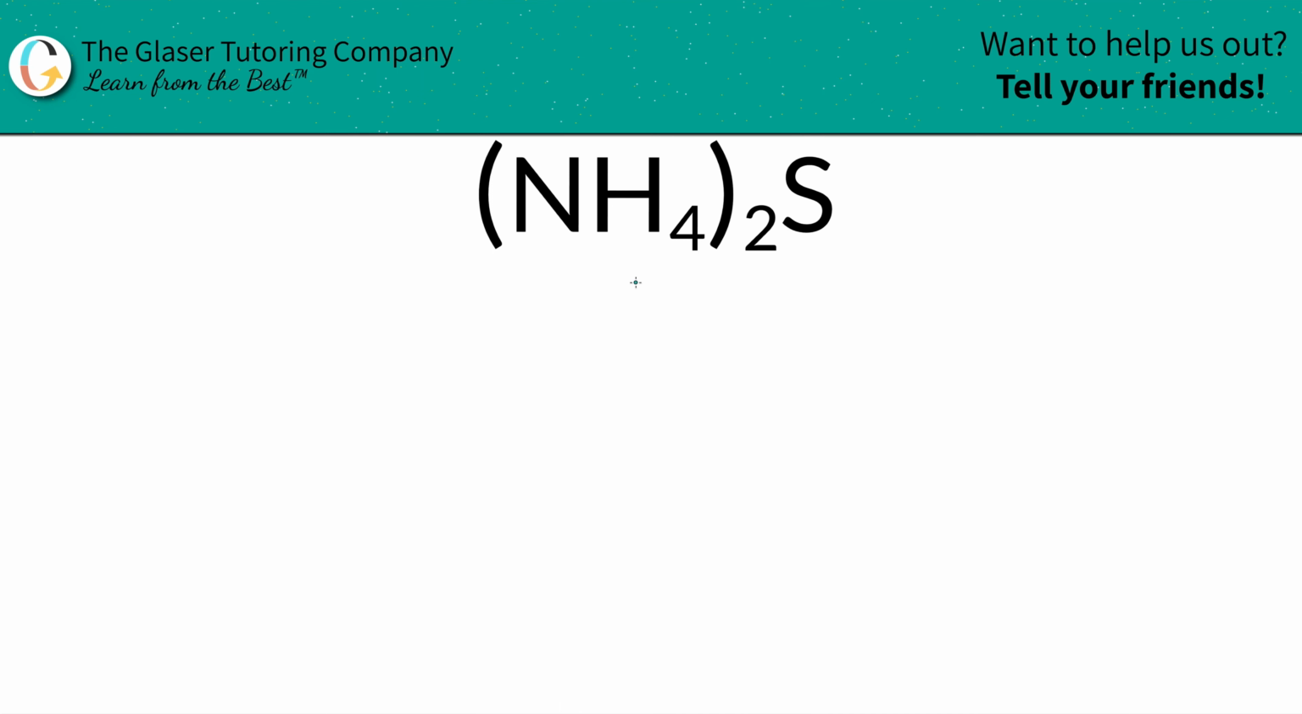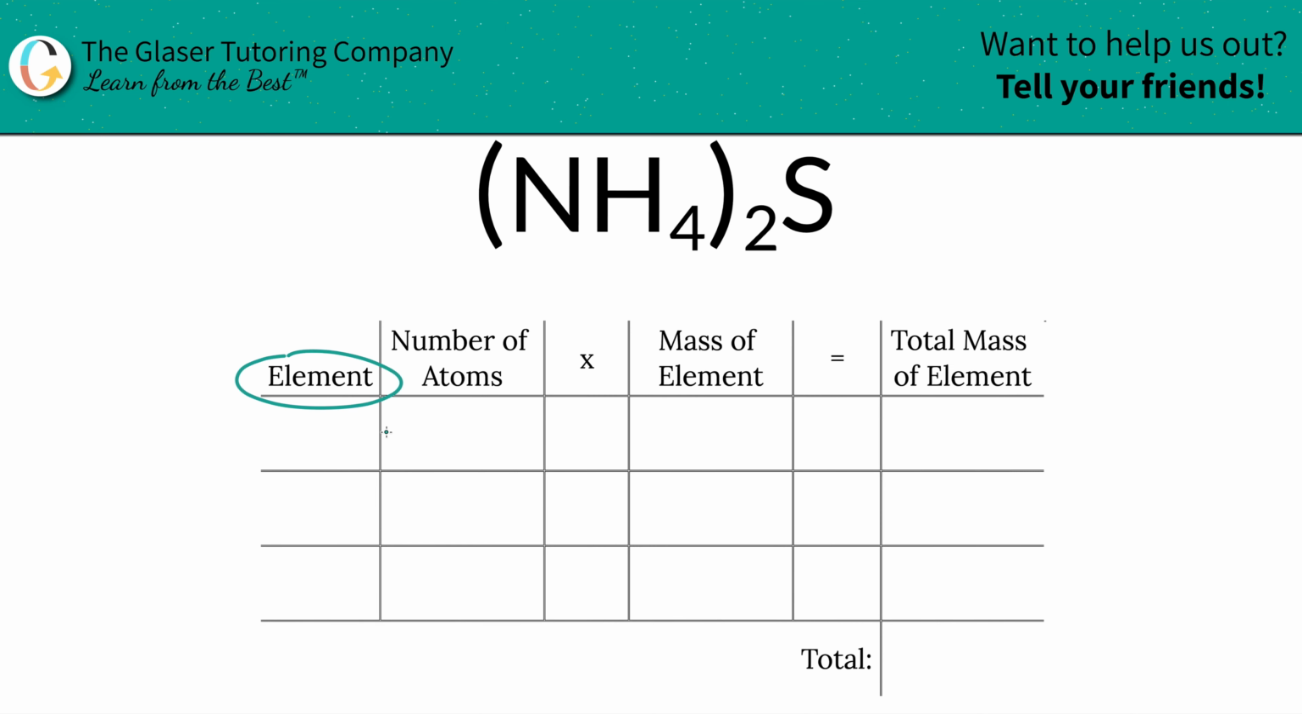Today, I would like to teach you how to find the mass percents of nitrogen, hydrogen, and sulfur in ammonium sulfide. First thing is we've got to find the total mass. I have a nice little table to help us out with that, and then we're going to find those percents easy as pie. Take a look.